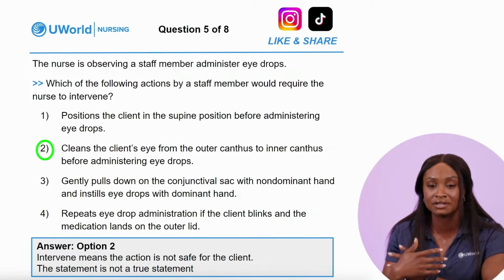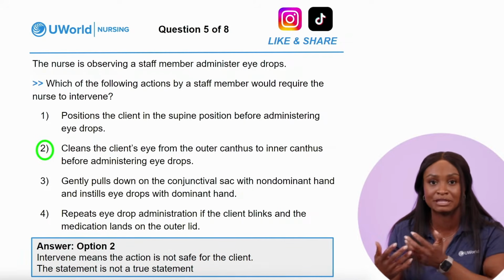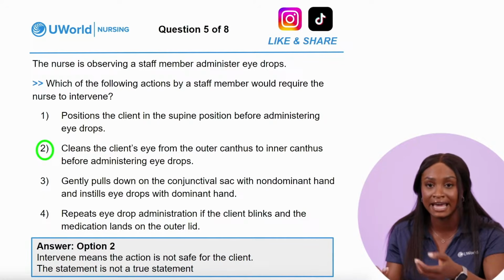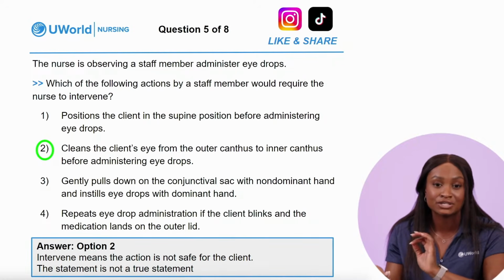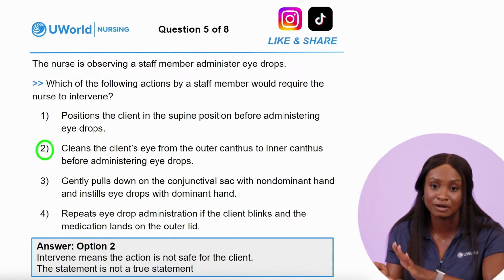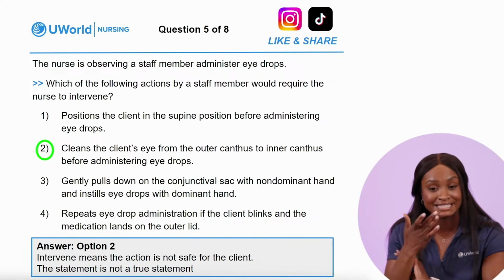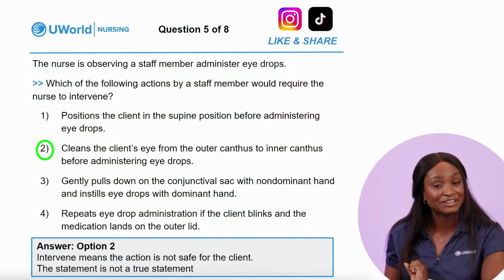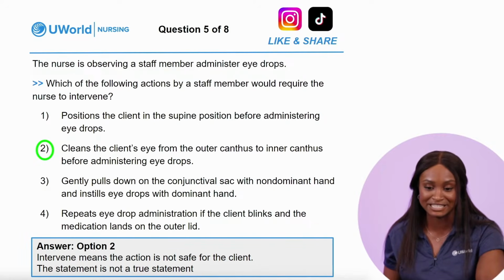All the other options are correct ways to put the patient in the correct position, and if it actually didn't get in the eyes. So the only incorrect teaching point here would be option 2. We want to clean from the inside out. But y'all did very good on that one. Nice and easy fundamental.